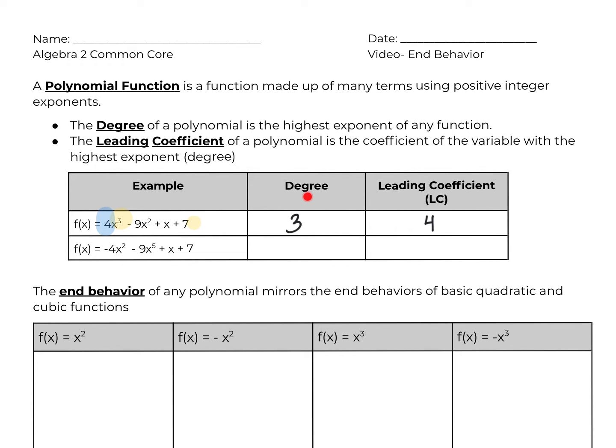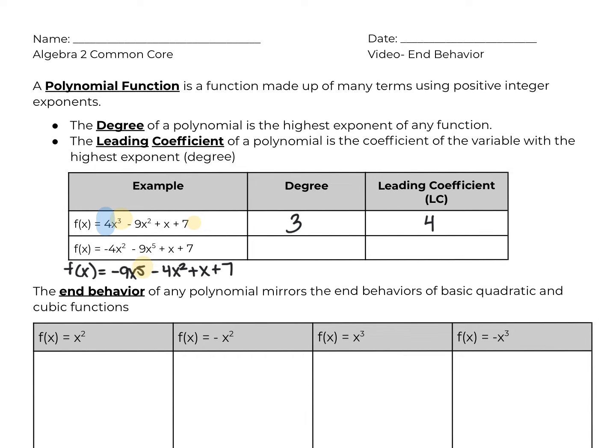So let's look at example number 2. We're looking for the degree, or the highest exponent. Well, in this case, it looks like the highest exponent is actually not first. This is the highest exponent. So I'm going to put this one in standard form first. Standard form means we use the highest exponent first. So negative 9x to the 5th is going to come first, then the negative 4x squared, then the x, then the 7.